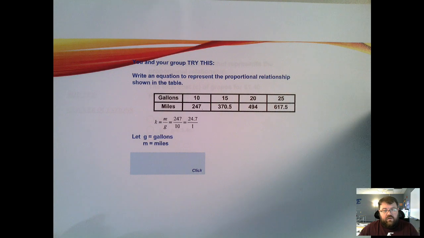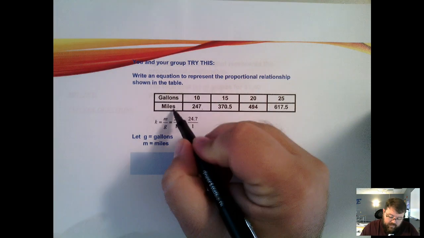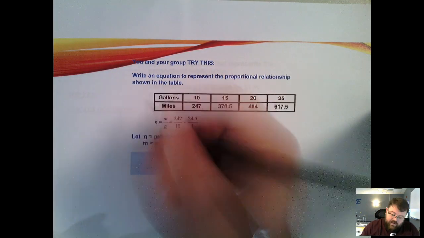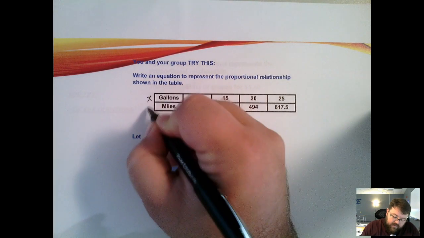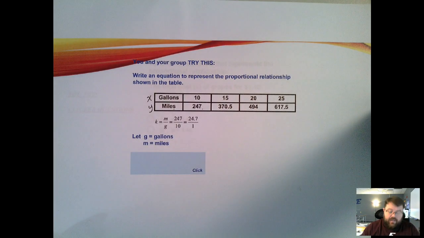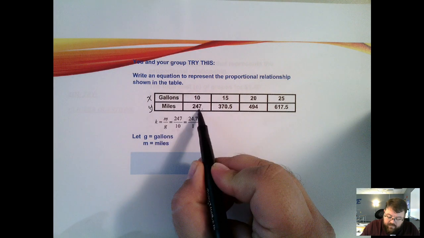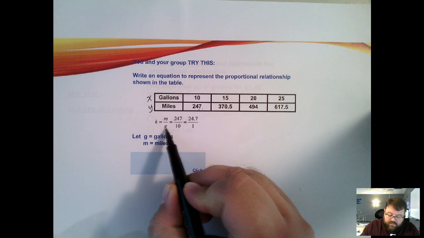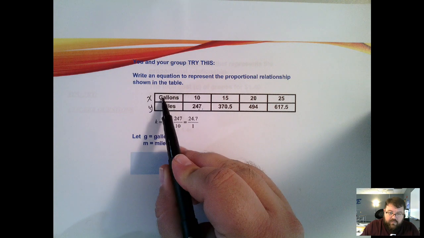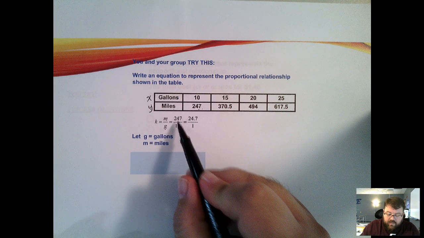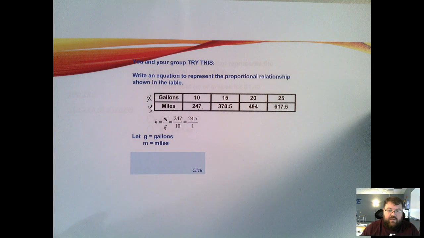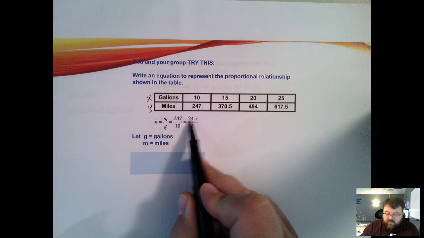K is equal to M over G. Well, M and G. We have X and we have Y. M is our Y value, and G is our X value, which is 10. So we have 247 divided by 10, which gives me 24.7.